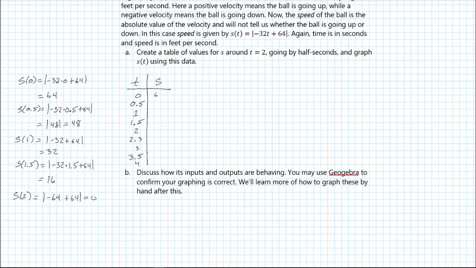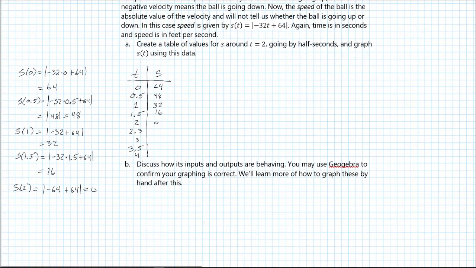So let me fill these into the table. 64, 48, 32, 16, 0. And now as we pass 2 for the time, S of 2.5, it's going to equal the absolute value of negative 32 times 2.5 plus 64.